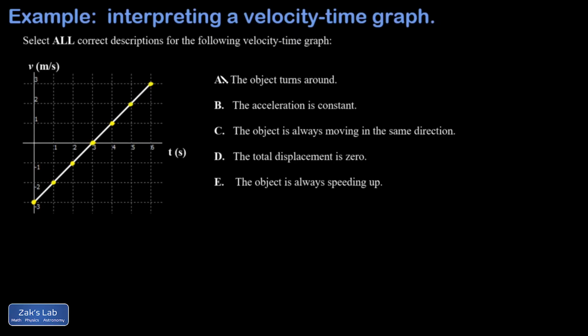The object turns around, yeah. And the turning point on a vt graph is always at that intersection with the t-axis where v is equal to 0. How about the acceleration?